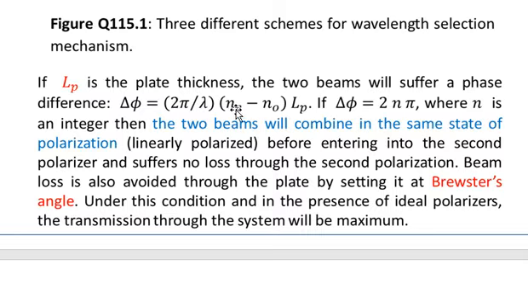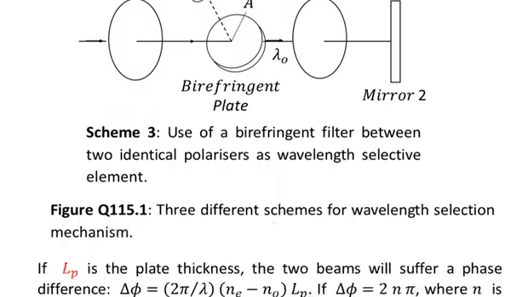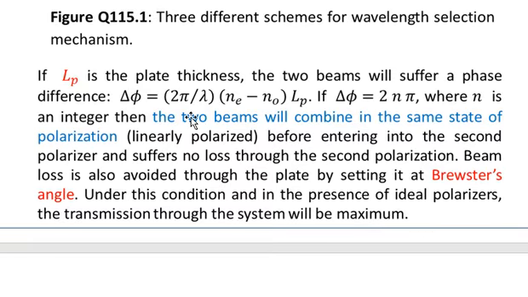Now you see that this is the phase difference that will be produced between the two beams, the ordinary beam and the extraordinary beam, which come out from this birefringent plate. When they come out, they would have suffered a phase difference equal to delta phi. Now we want this delta phi to be an integral multiple of 2 pi, where n is an integer.